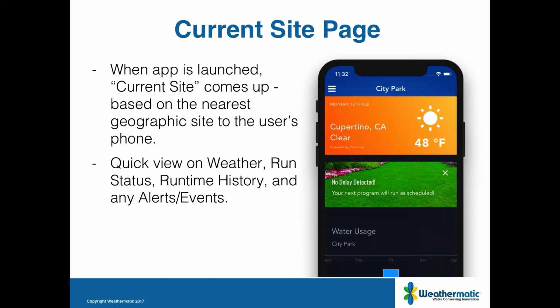Something I alluded to a few moments ago is that a site that's closest to your current geographic location will automatically appear when you launch the SmartLink app. We call this your current site page in the app. And as convenient as that might be, our developers took that a step further.